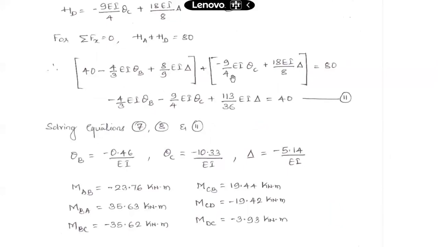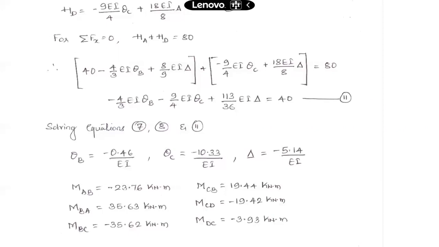So when you add all the terms, open the bracket, add these terms, it will give you this equation number 11. What is this? Minus 4 by 3EI theta B minus 9 by 4EI theta C plus the sum will come out to be 113 over 36 EI delta is equal to 40. This is one more equation. This is the 11th equation, and it is in terms of theta B, theta C and delta, three unknowns. So now we have three unknowns and three equations, so I can solve them.